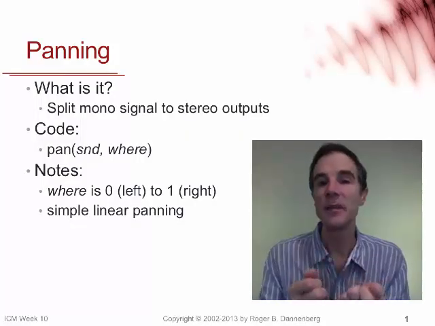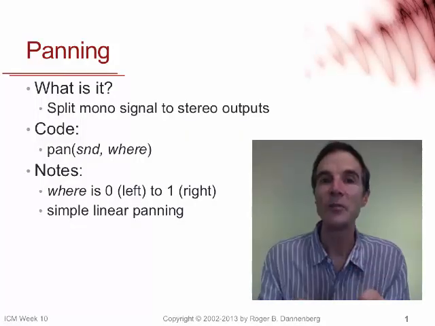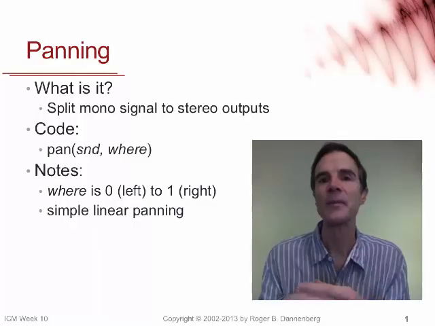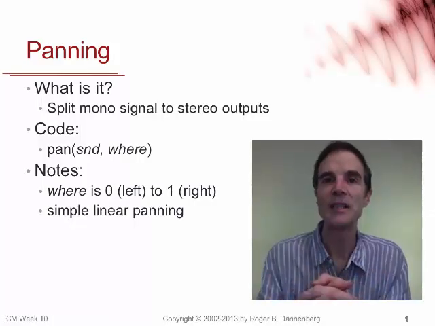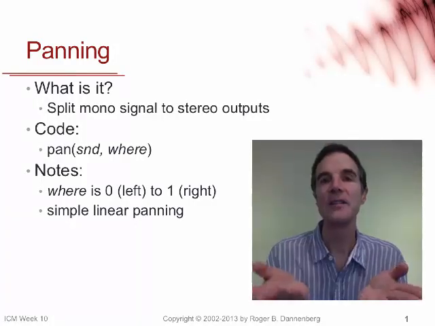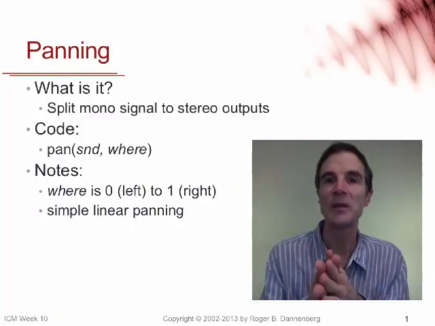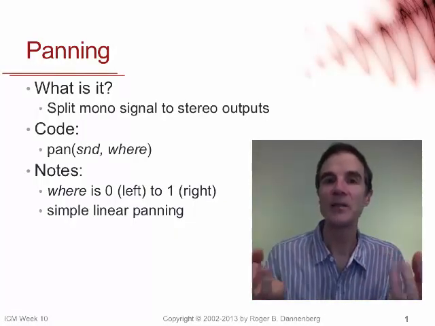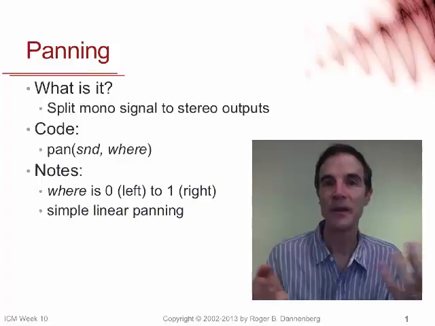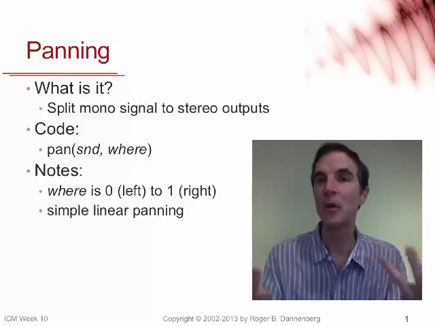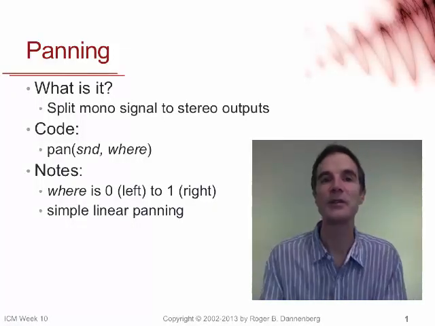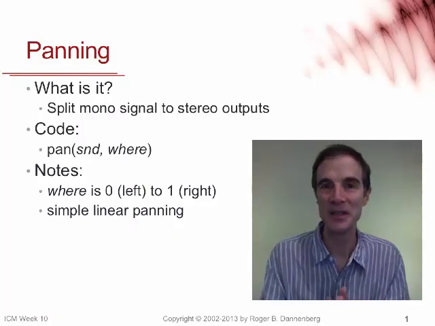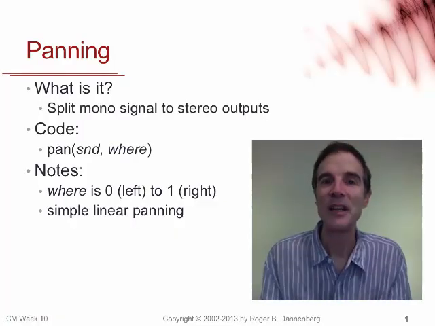In Nyquist, panning is simple linear panning. There are other panning rules, you might say, that are designed so that when you pan to the middle, you get equal amounts of power total coming out of the two channels. But we don't do that in Nyquist. It's just a simple linear panning rule.